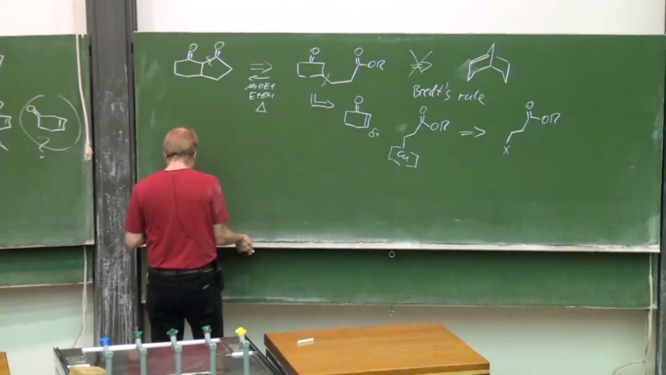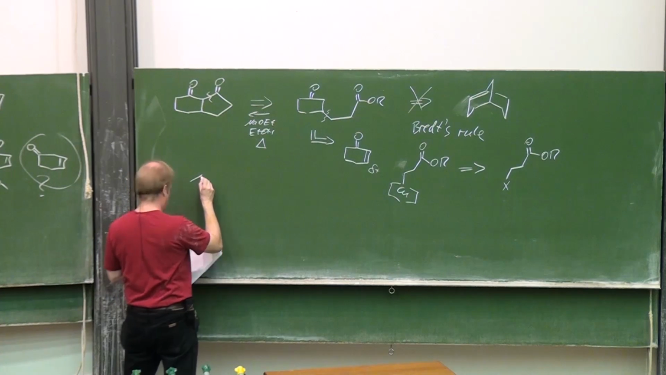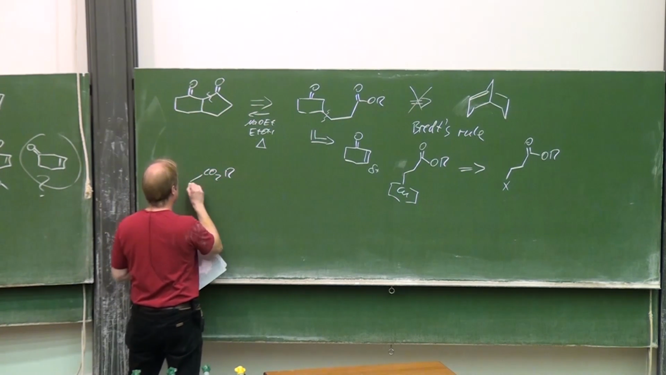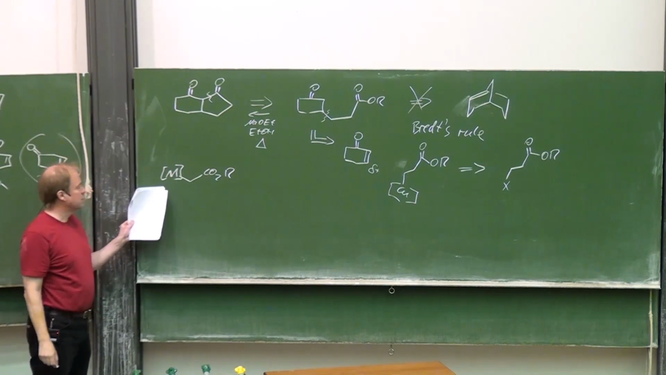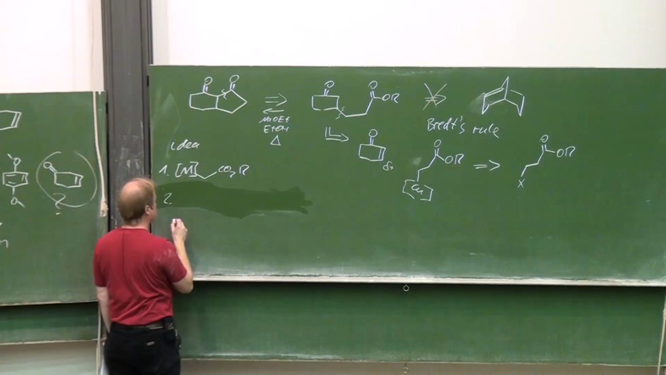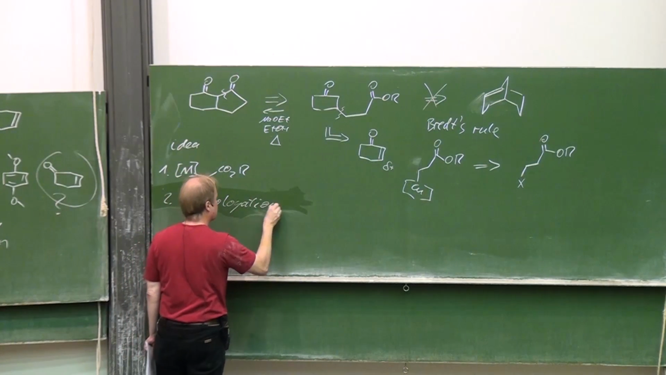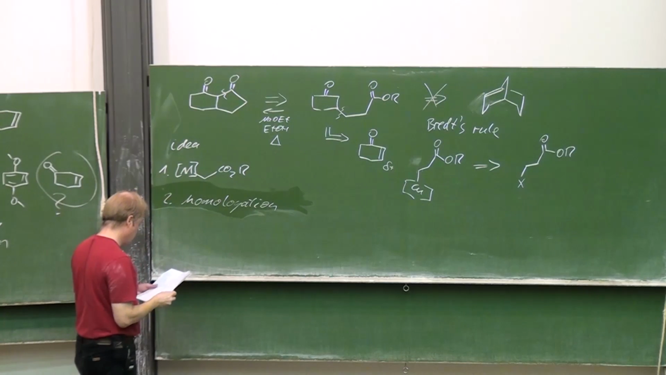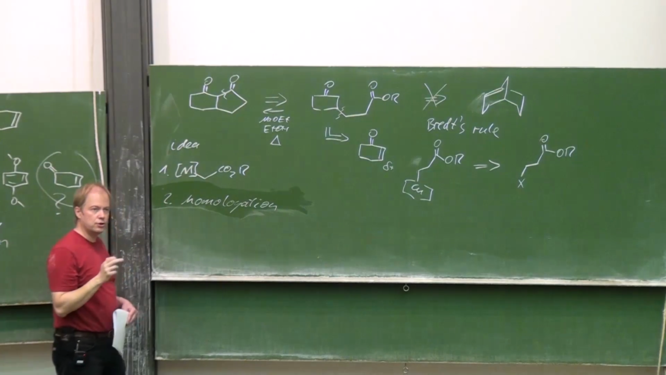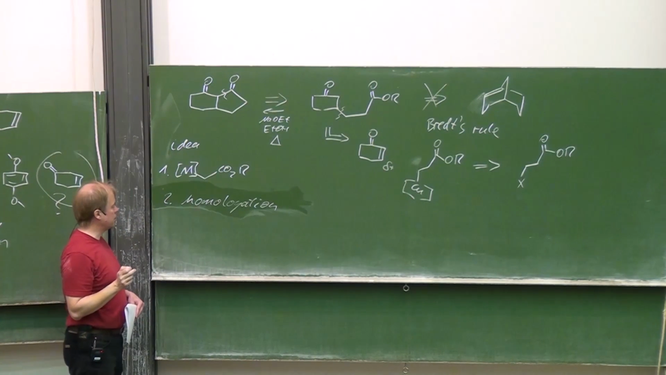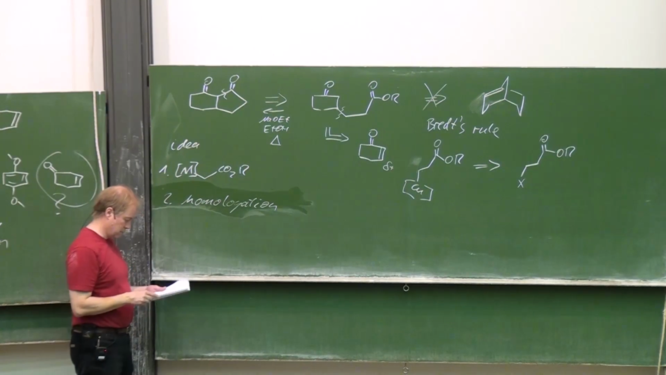There's an alternative idea. Why not, again, use the second step as a homologation? That means we have to elongate that side chain by just one CH2 group, and reactions that are capable of that are known.